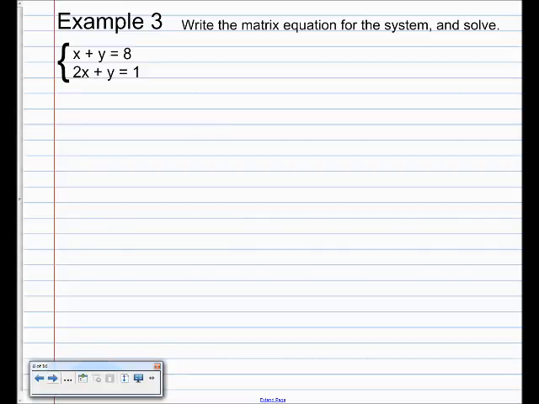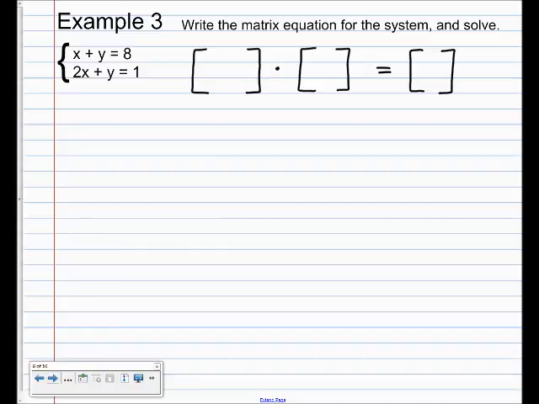Here we go. First checkpoint. I need the equation. All right, so what's going to be my first matrix? The numbers in front of x and y. So 1 and 1, I'm going to go to the first row first. Then 2 and 1. Again, we did that yesterday.